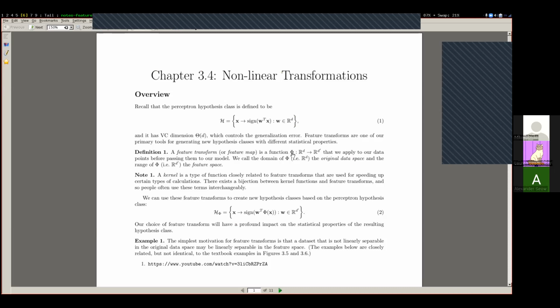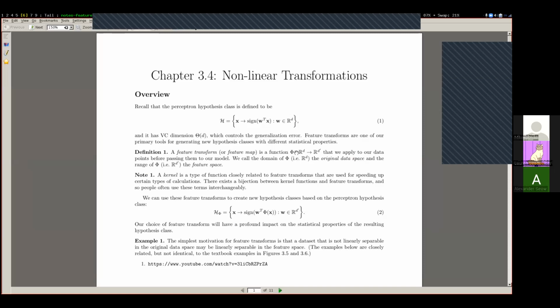Anytime you see this symbol right here, this is a capital Greek letter phi. And phi, in the textbook and the vast majority of data mining and machine learning literature, is one of these examples of feature maps or feature transforms. The textbook says feature transform. I like feature map better because it's fewer syllables, so it's faster to say and write. So I'll probably say feature map more than feature transform, but it's the same thing.